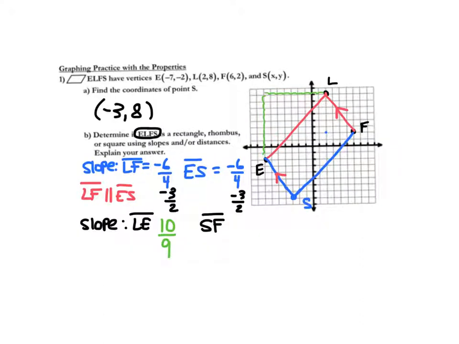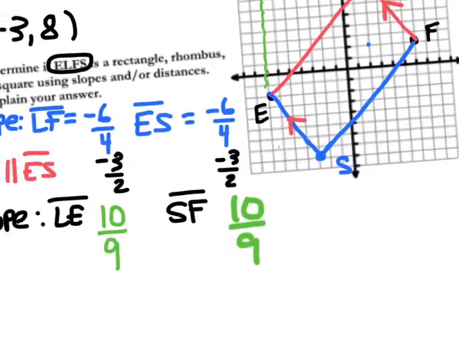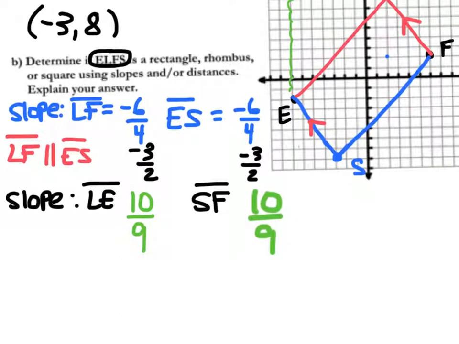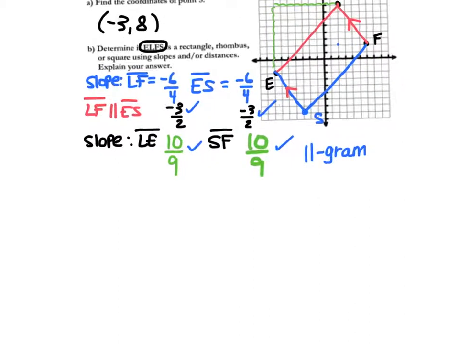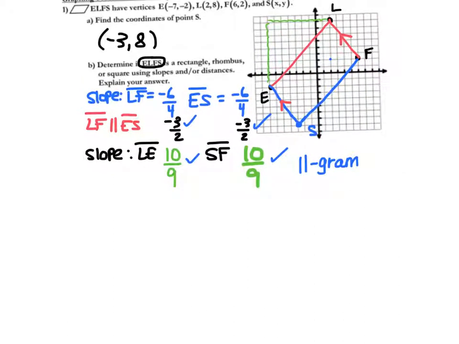So we're going to do the same idea with segment SF. I'm going to count rise over run for my slope. And again, I get that 10 over 9 is my slope. Okay, so we have 2 pairs of opposite sides parallel, because here I have the same slope, here I have the same slope. Okay, so this is definitely a parallelogram. But now I want to show if it's anything else. I need to see if it's a rhombus, a rectangle. If it's both of them, then it's a square.